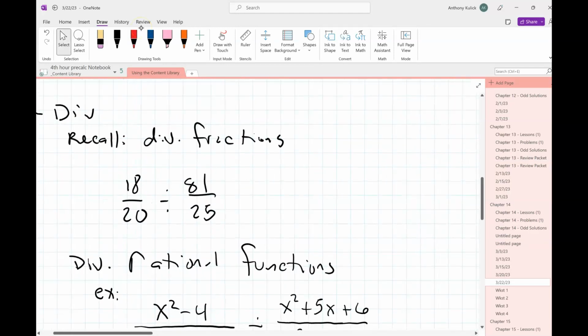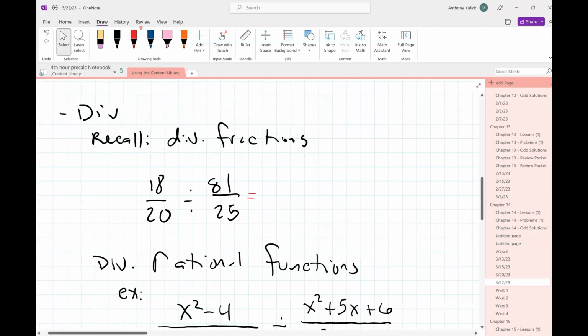What if we talk about division now? Let's go back in time, back to elementary school. How did we divide fractions? Like 18 over 20 divided by 81 over 25.